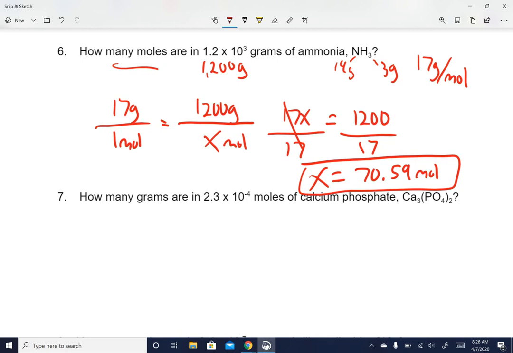Okay, number 7. How many grams are in 2.3 times 10 to the negative 4 moles of calcium phosphate? So 2.3 times 10 to the negative 4 really means 0.00023.